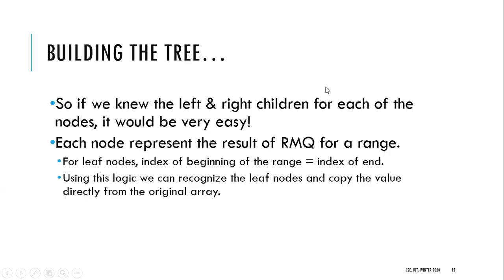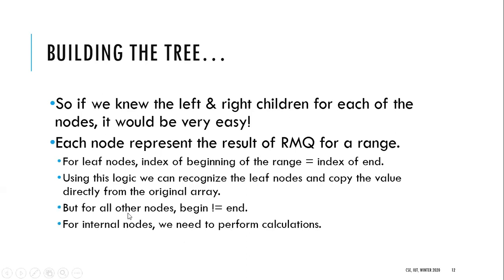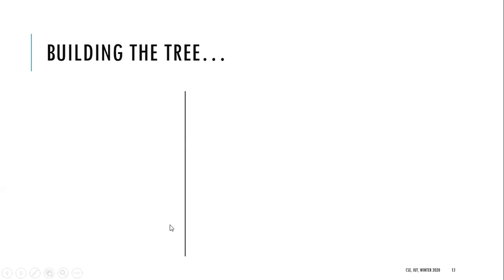And another thing is, how can I detect the leaf nodes? I have already said that the beginning and the end indexes will be the same for leaf nodes. But for the intermediate nodes, how can I find out? Because for them, begin will not be equal to end, and that's why I need to perform some calculation.